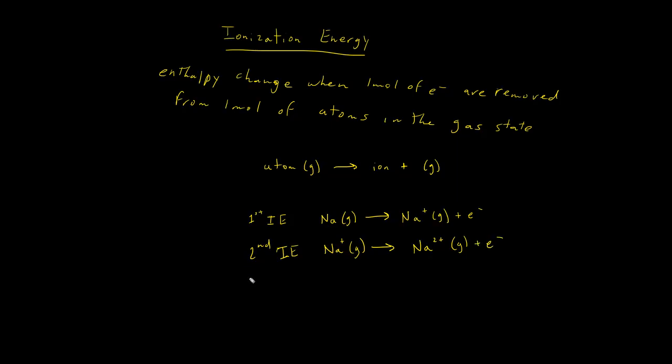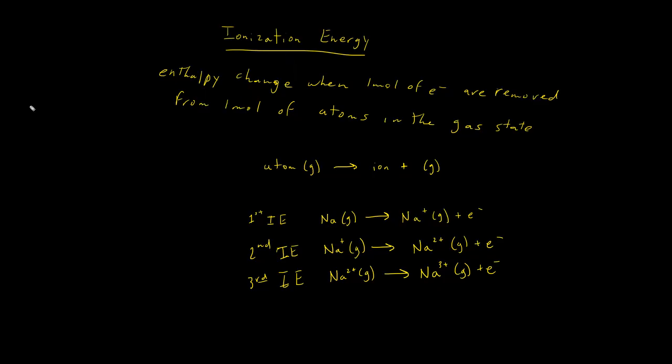So on and so forth. If we're talking about the third one, which will be the last one I do, we're talking about going from Na2+ gas to removing the third electron to create Na3+ gas plus an electron. So that's the ionization energy that we learned in AS chemistry.